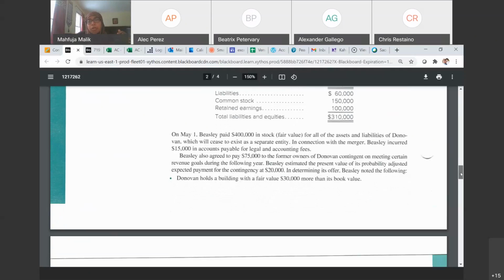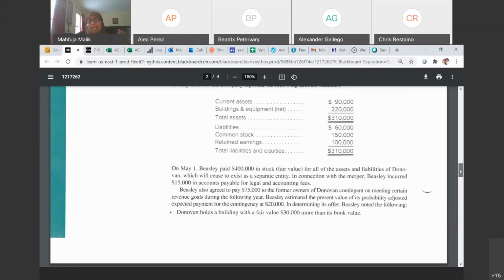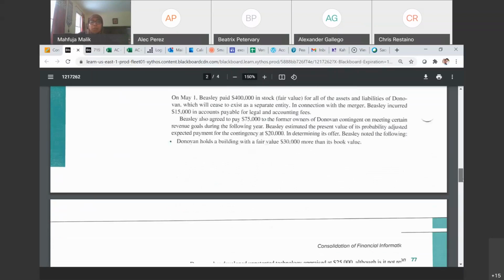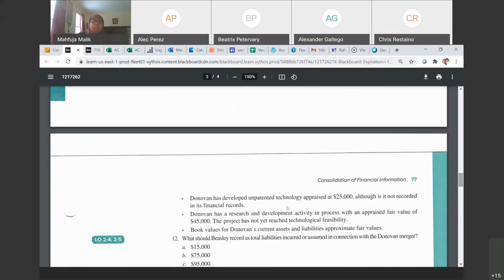That means if you look at Donovan's mini balance sheet here, building and equipment together is 220, but of course this is the balance sheet, this is from their book. This is book value, but if you consider the building, it should be 30,000 higher than this. Then you have a few more bullet points. Donovan developed unpatented technology, which is 25,000. It's not recorded in their book.